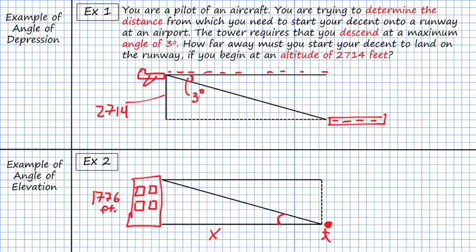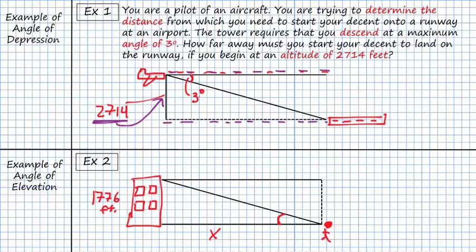So we're trying to find the distance that we need to start our descent when we're approaching the runway. So here's an interesting thing. We've got a pair of parallel lines above and below, here and here. Now, I also know this segment here. So, how am I going to find this missing side?